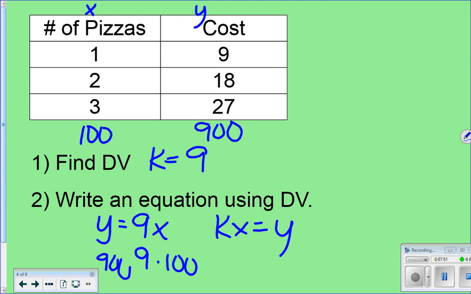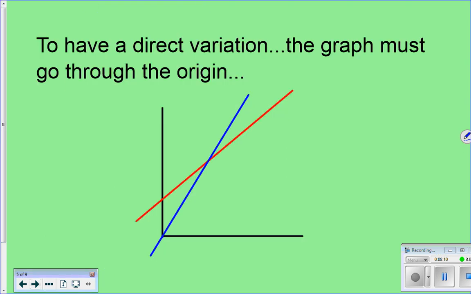Brent? Well, most likely, if it just wants you to write an equation, this is your answer. But it might ask you, okay, what does 9 mean? Well, 9's the constant. That's what it's always going up by. That might be what it asks you. All right, let's do a few more.